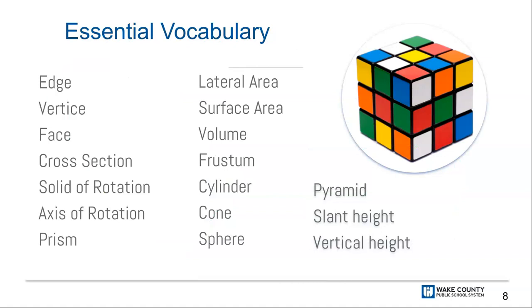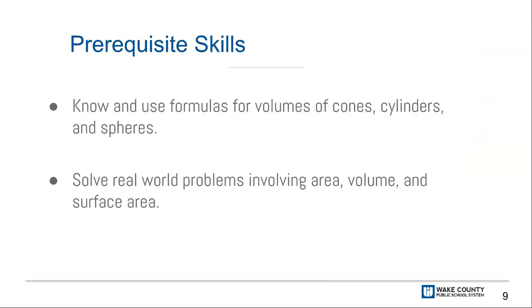Here is a list of key vocabulary terms for this unit. Some of these vocabulary terms should already be familiar to you from previous courses. Here are some key skills needed to be successful with the content of this unit. Students should know and use formulas for volumes of cones, cylinders, and spheres, and be able to solve real-world problems involving area, volume, and surface area.